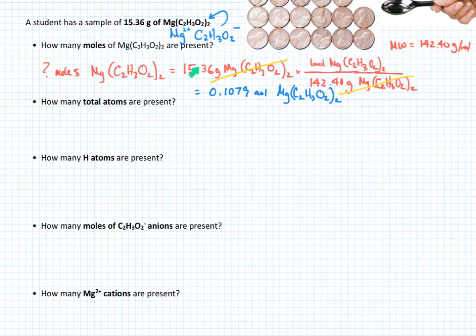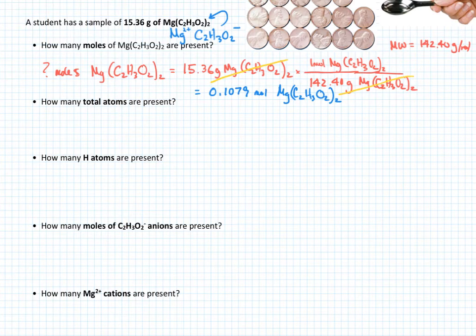It takes me longer to say it than you should be able to do this calculation. So first we do need to calculate the molecular weight. If it's not given to you in the problem, that's the very first step you're going to need to do. And then you're going to have your mass times 1 mole per whatever the mass is. In this case it's 142. So now I have a number of moles of magnesium acetate.